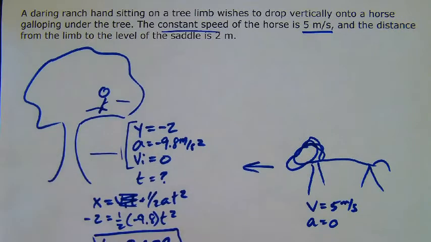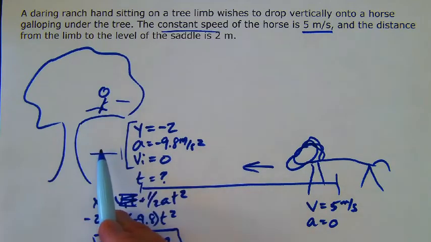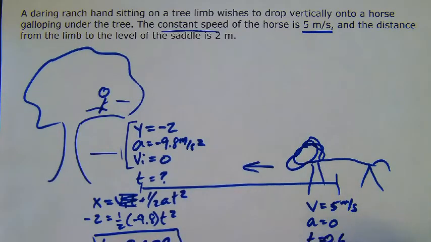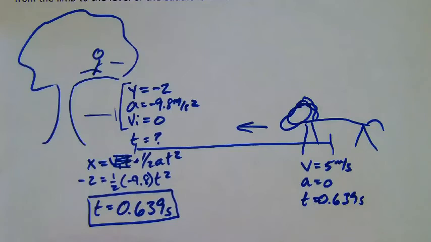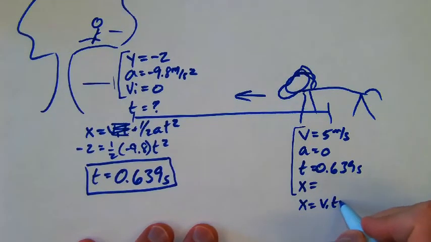Well, the next step is, how far away in the x direction does the horse need to be for her to fall off of the branch and actually land on the horse? Well, that length of time has to be the same for both of those. So I know that the time for the horse over here is also going to be 0.639 seconds. And when I want to find that displacement, notice that I have the exact same variable set, so I can use the exact same equation: x equals v_i t plus 1/2 a t squared.